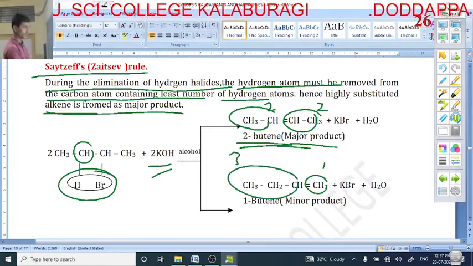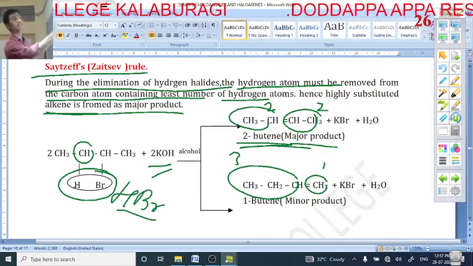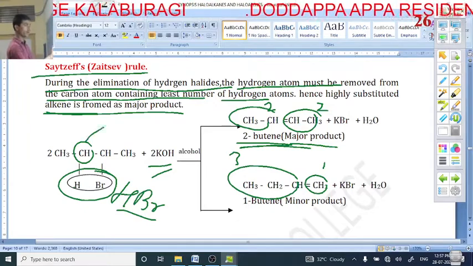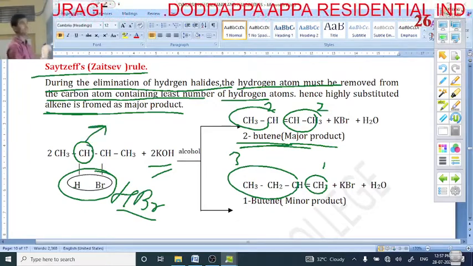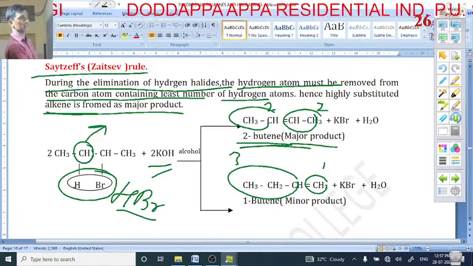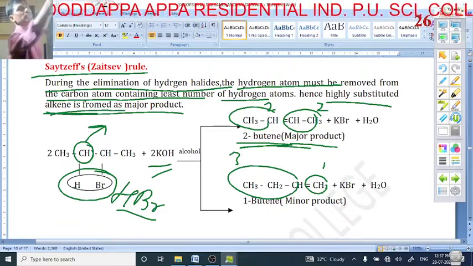During the elimination of hydrogen halide, meaning HBr, the hydrogen atom must be removed from the carbon containing the least number of hydrogen atoms. The major product is then the highly substituted alkene. This is the Saytzeff rule.